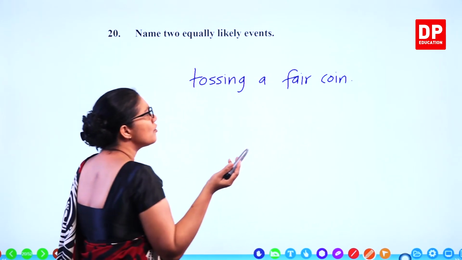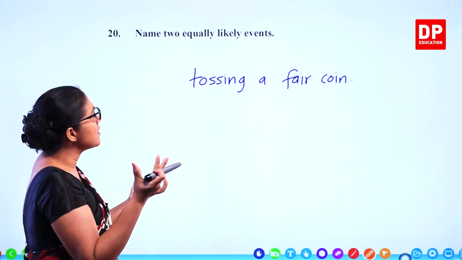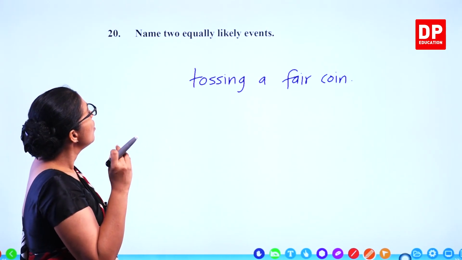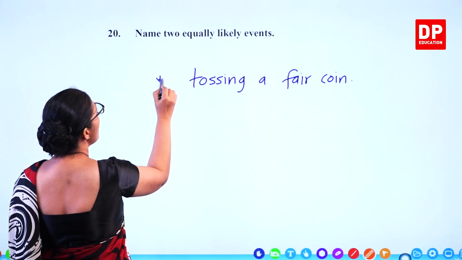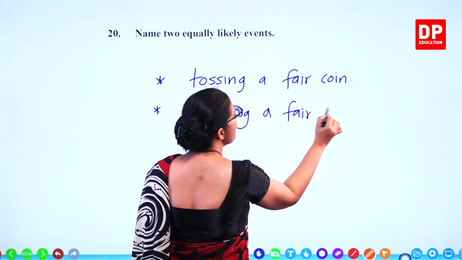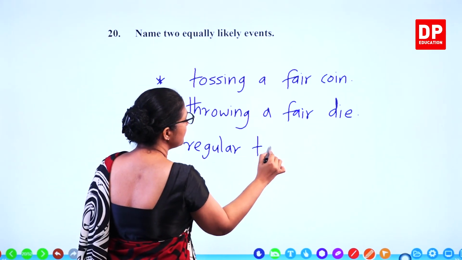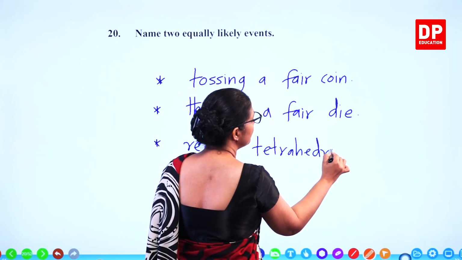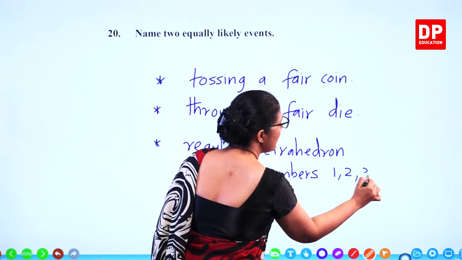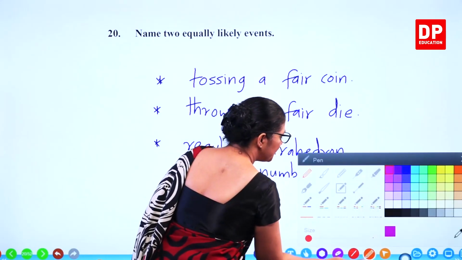What else? Throwing a fair die. Or you can take 4-sided figure, tetrahedron. So when you take a regular tetrahedron, that means 4 sides are there. So that's also equally likely events. So you can write tossing a fair coin, throwing a fair die, or you can write regular tetrahedron with numbers 1, 2, 3, 4, because 4 sides are there. So any 2 you can write. You get 2 marks for that.